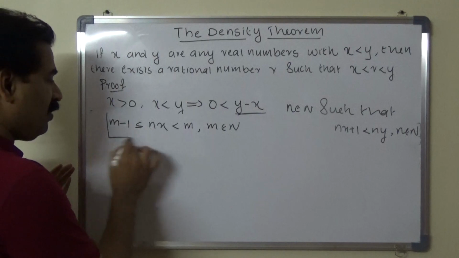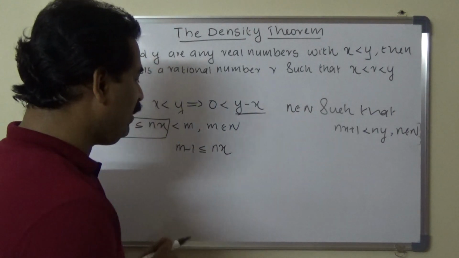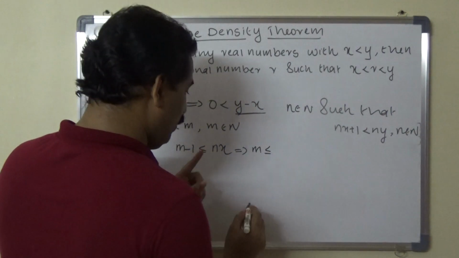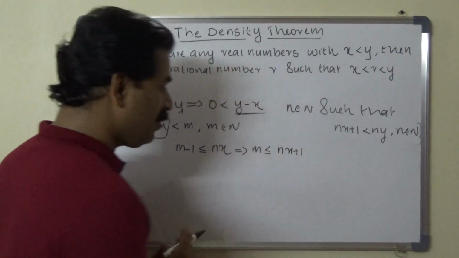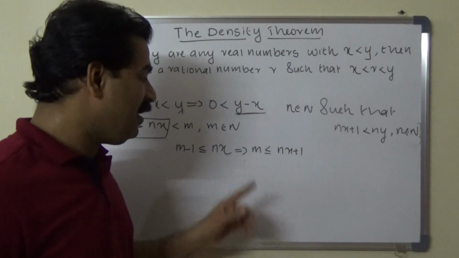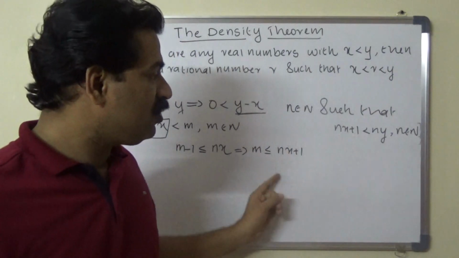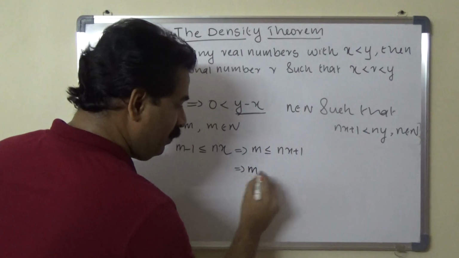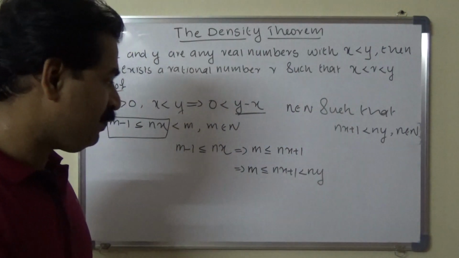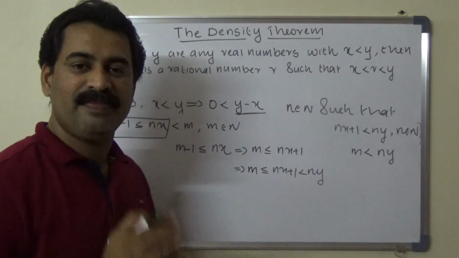Next, first we consider this part of this inequality. That means m minus 1 is less than or equal to nx. Adding 1 on both sides of this inequality, this becomes m is less than or equal to nx plus 1. But already we have nx plus 1 is less than ny. So comparing these two inequalities, we get m is less than or equal to nx plus 1, and nx plus 1 is less than ny. From this we can write m is less than ny.